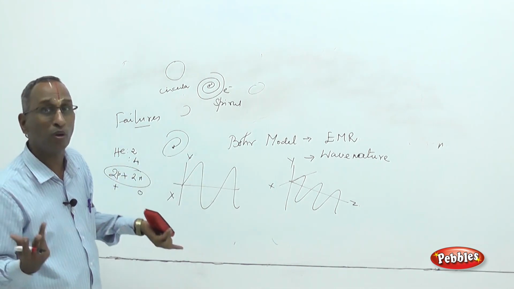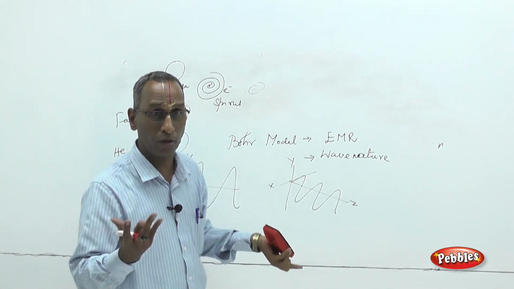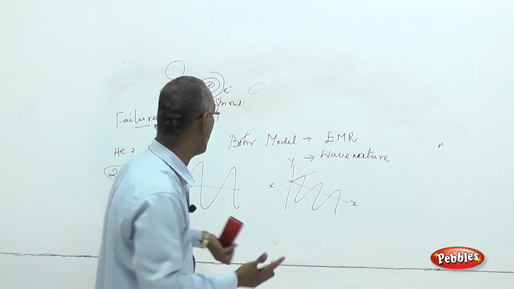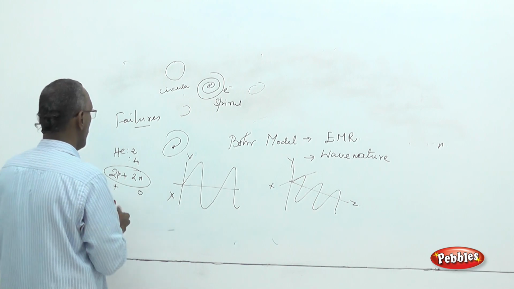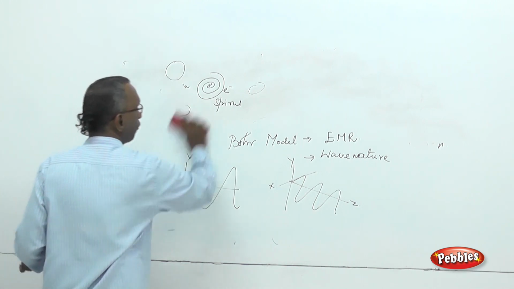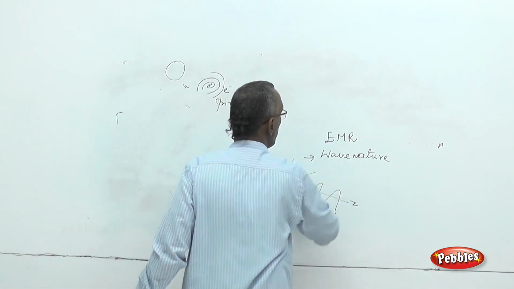But it is not the actual case. Electrons are not falling into the nucleus. These are not explained by the Rutherford model. So these aspects are overcome by Bohr's model.